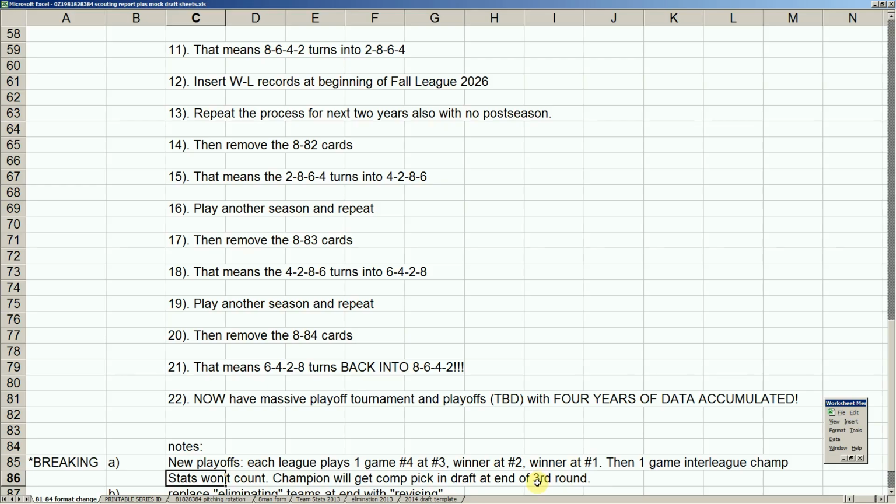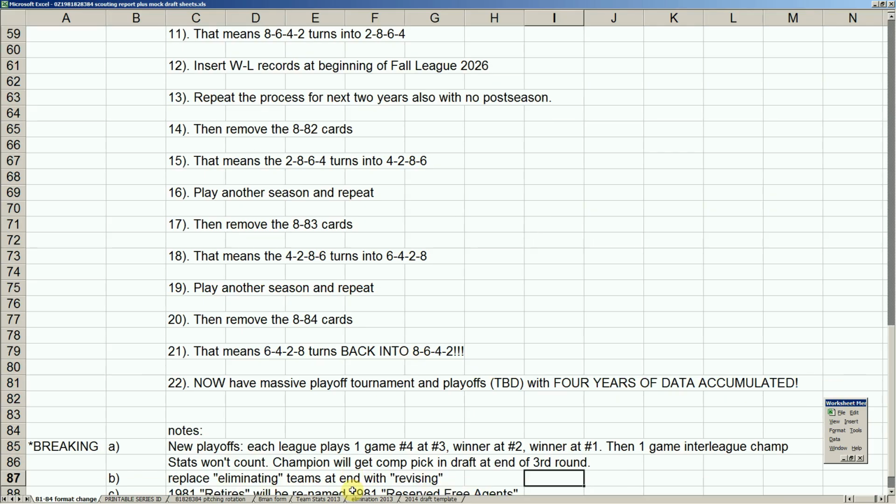And basically all that really means is they trade their 8th round pick for the 3rd round pick, is all they're doing. They're getting rid of their 8th rounder and moving up to there. Some more notes about this.